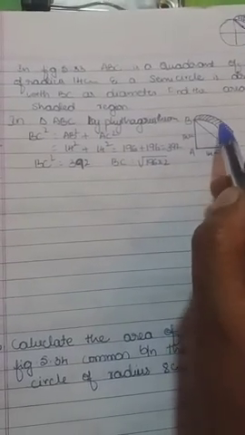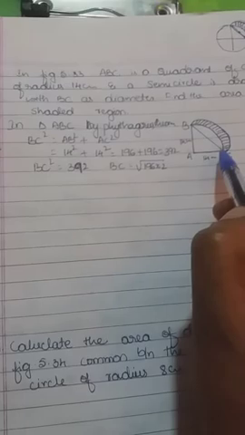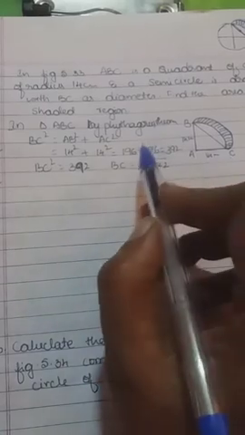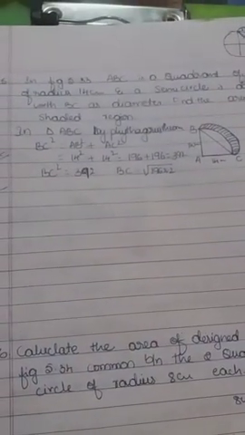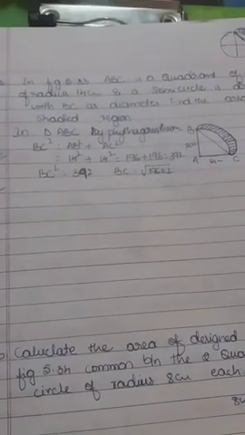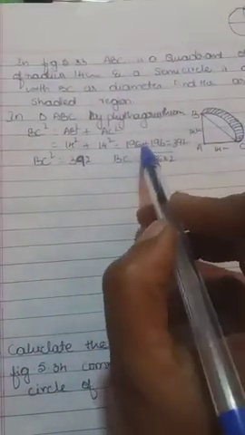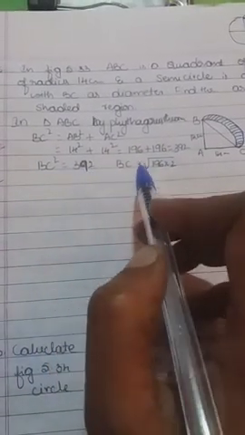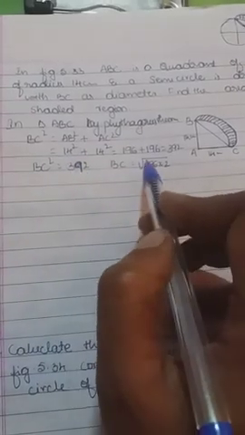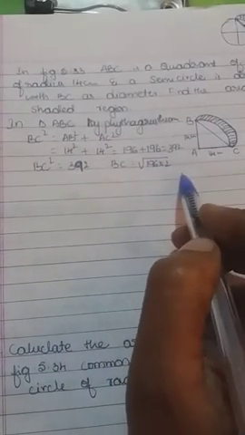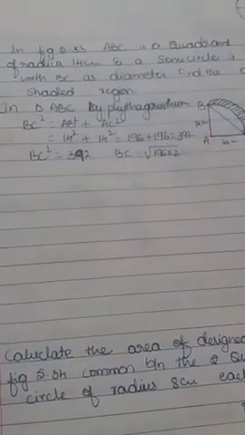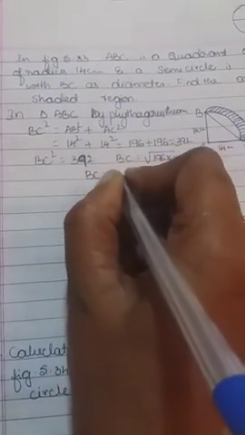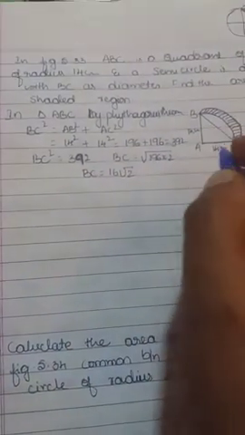In triangle ABC, here we get one triangle ABC. You can apply the Pythagoras theorem here. By the Pythagoras theorem we can write BC square equals AB square plus AC square. That is 14 square plus 14 square, which is 196 plus 196 equals 392. So BC square is 392, and we can write 392 as 196 into 2. So BC equals 14 root 2. This is the BC value.